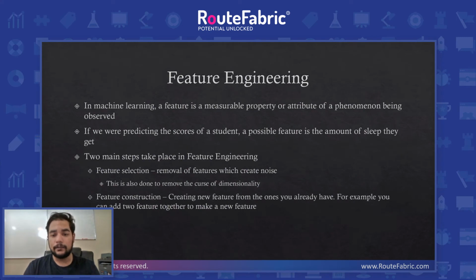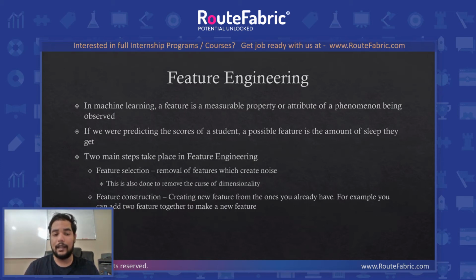Feature engineering is also a crucial step similar to data pre-processing. In machine learning, a feature is a measurable property or attribute of phenomena being observed. If you were to predict the scores of a student, a possible feature is the amount of sleep they get. The 2 main steps that take place in feature engineering are feature selection and feature construction. Feature selection is a process of removal of features which might create noise in your model. This is also done to remove the curse of dimensionality.